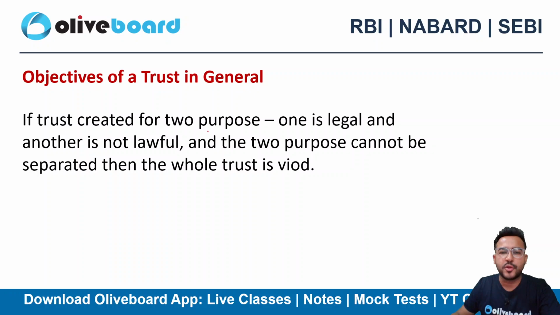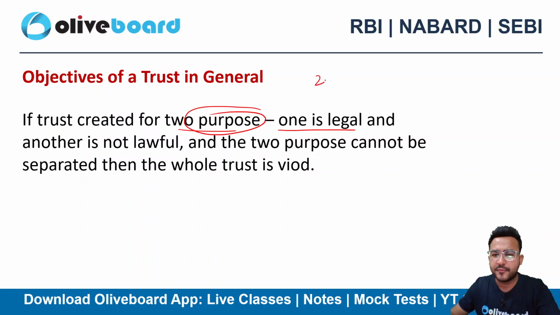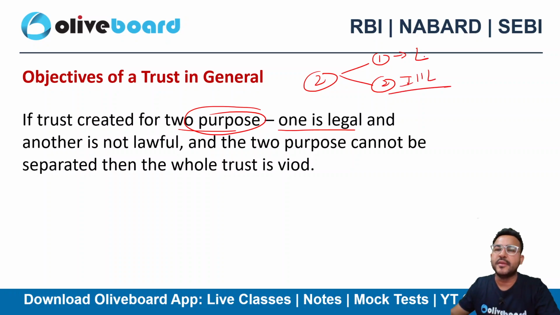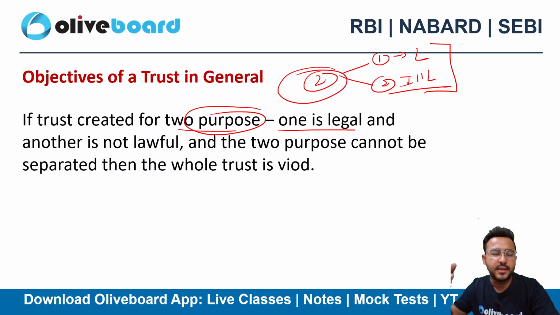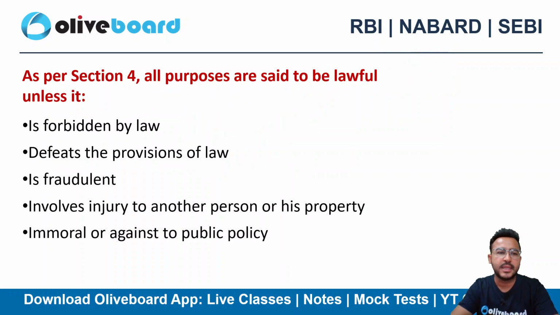If the trust is created for two purposes, let's suppose I have two purposes in mind, one is the legal one and the second one is the unlawful, illegal one. In that case, if these purposes are not separable, then the whole trust will become void, because I cannot separate the legal thing from the illegal thing. So eventually this becomes a void trust, right? Because in order to be a valid trust, you should be doing a lawful activity. That's the first key requirement, right?